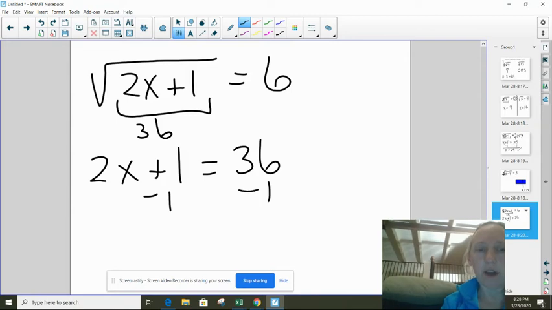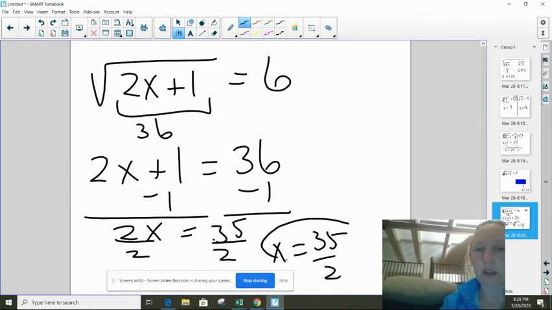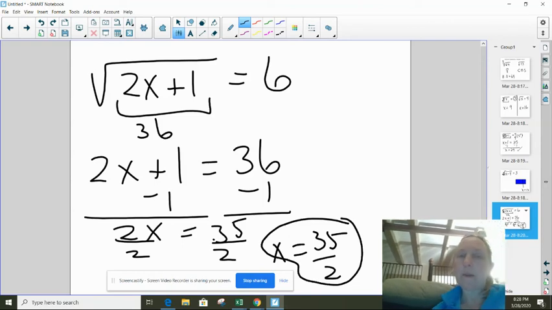And let's solve that. And I'm going to end up with, how about the right number? Not 25, but 35. 35. Divide both sides by 2, and you get x is 35 halves. Probably not a number we were going to get in our heads.